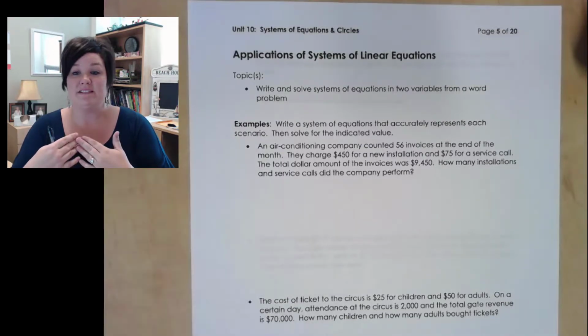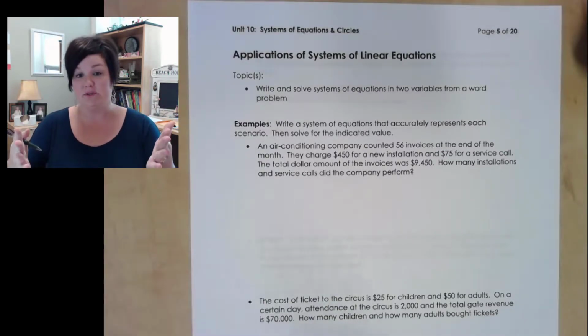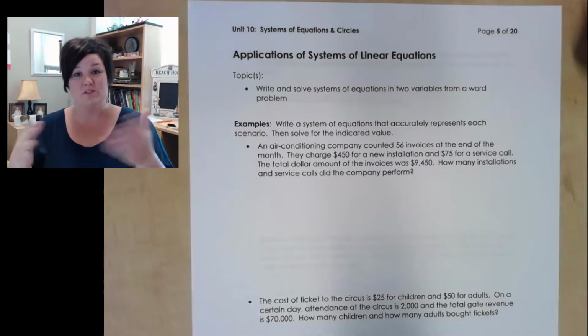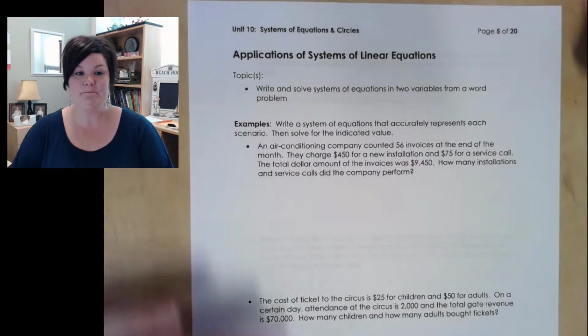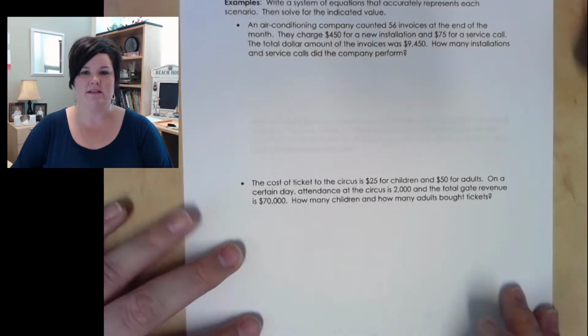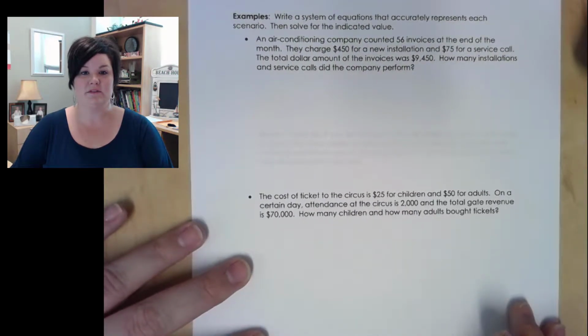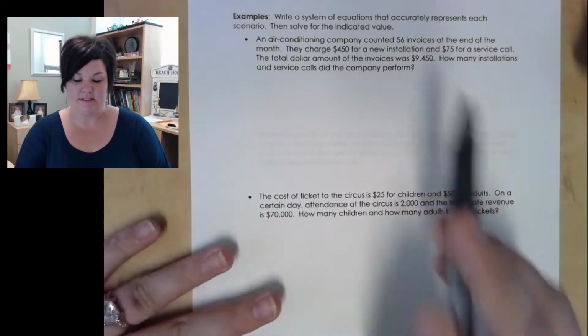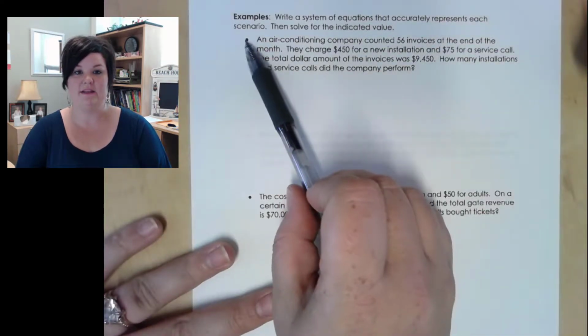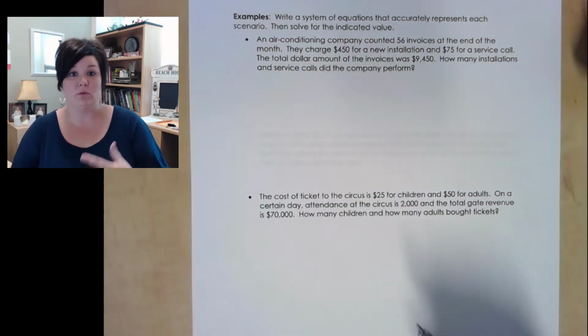But we first have to take a word problem and pull the valuable information to come up with our two equations. And then once we have our two equations, we solve like always, okay? All right, so let's go ahead and jump into an example. Let's look at this first one, which says that we want to write a system of equations that accurately represents each scenario and then solve for the indicated value, or values. There might be more than one answer.